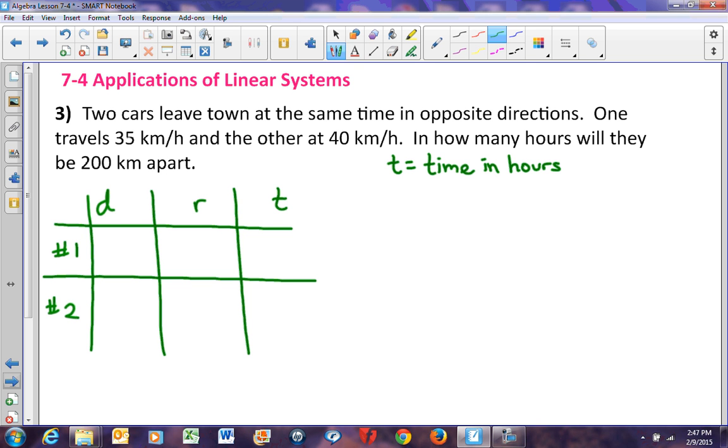And I do know that they're traveling in opposite directions. So one's going that way and one's going that way. So the distance that they travel is equal to their rate times their time. One car travels 35 and one car travels 40. We do not know how long either one of them travels, but we know they each have to travel a specific distance. So distance equals rate times time.